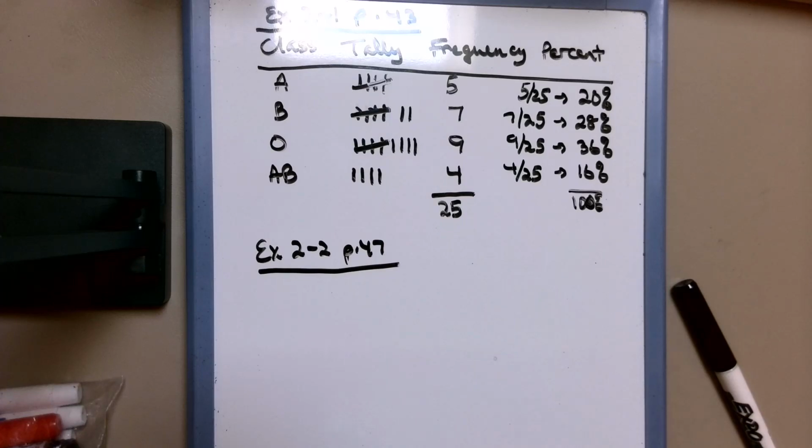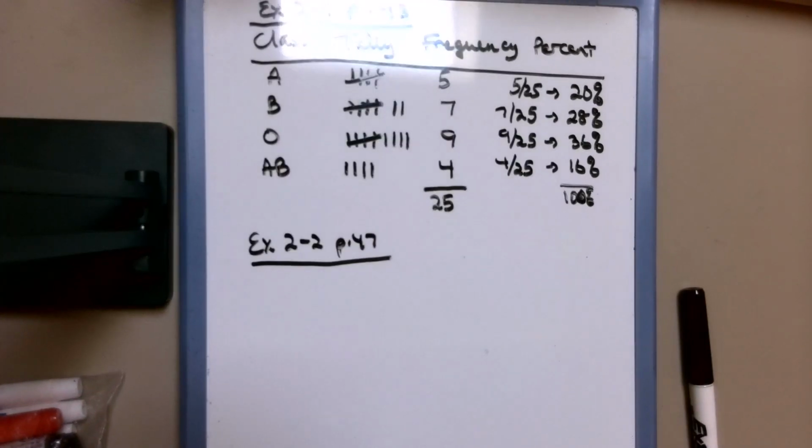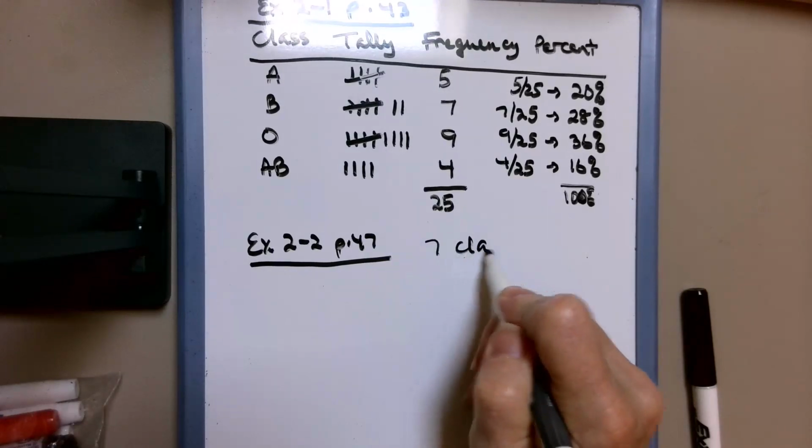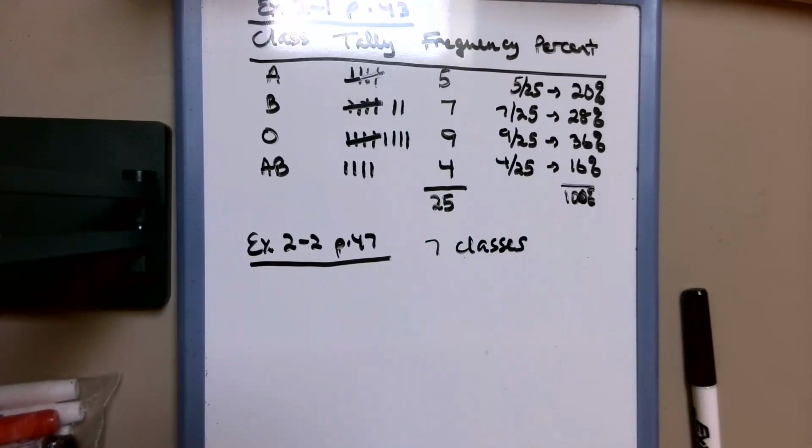We're going to walk through that example for record high temperatures. This one says, these data represent the record high temperatures in degrees Fahrenheit for each of the 50 states. Construct a group frequency distribution for the data using 7 classes. That's very important, that it should have 7 classes in our group frequency distribution.